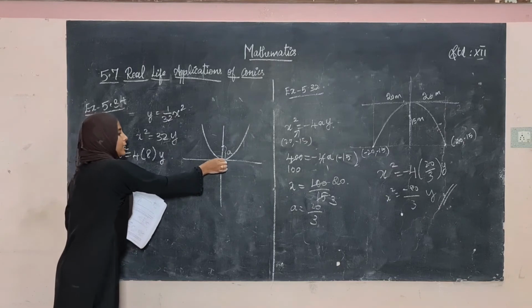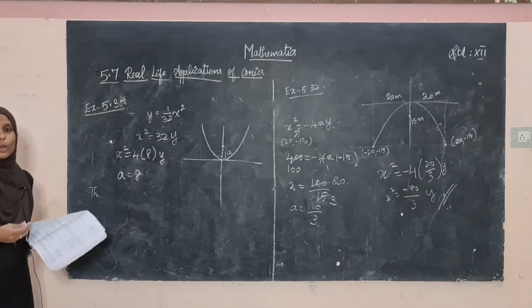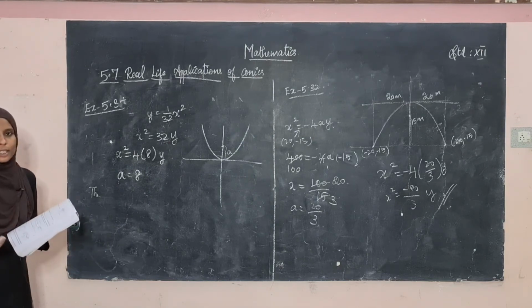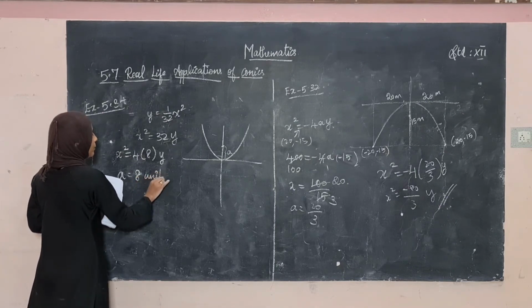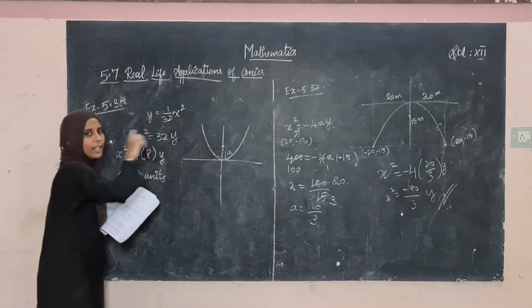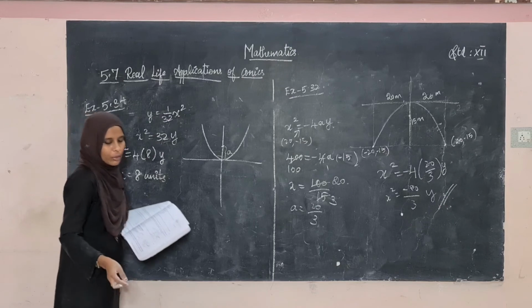So this is the vertex, 8 units. They didn't give you meters or centimeters, so if no units are given you can just say units. Therefore, the heating tube should be located 8 units high above the vertex. This is how you have to give the answer.